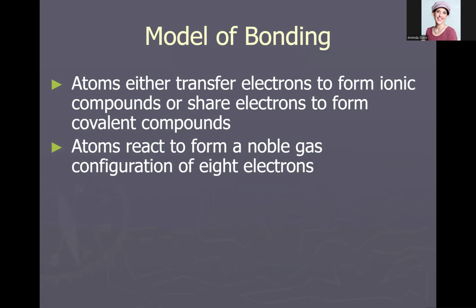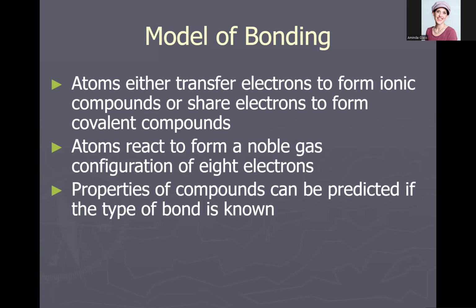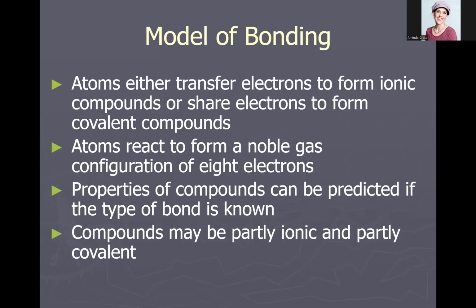Atoms will continue to react until they reach a stable configuration, which is sharing 8 electrons for your covalent compounds or transferring electrons for your ionic compounds. The reaction will continue to happen until you reach that noble gas configuration of 8 electrons. The properties of compounds can be predicted if we know the type of bond that is formed between them. Now, compounds can actually be partly ionic and partly covalent.